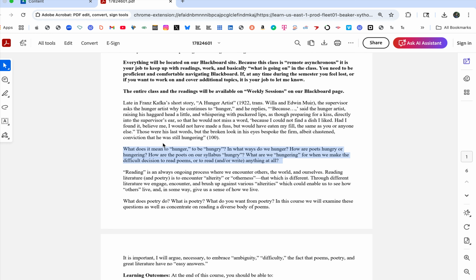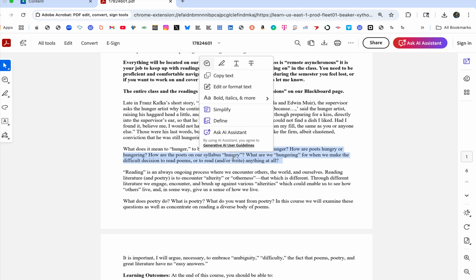So here's how I'm looking at how we're going to read these poems. What does it mean to hunger, to be hungry? You have the literal physical connotations like, I'm hungry, I missed lunch, right? But think of the other ways too. In what ways do we hunger? How are poets hungry or hungering? How are the poets on our syllabus hungry? What are we hungering for when we make the difficult decision to read poems or to read and write anything at all? Think about emotional hunger, philosophical hunger, intellectual hunger. Why do we want to read poetry?